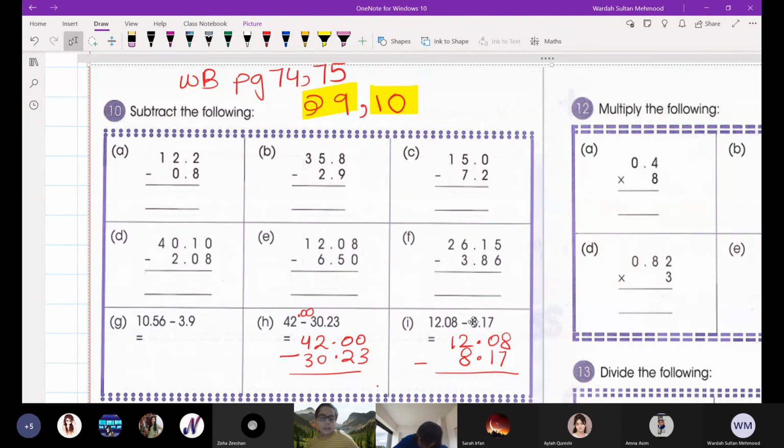Teacher, in part D, question 10, when it comes to 0 minus 0, do we have to borrow or just subtract? We only borrow if the top number is smaller. This one is not smaller, this one is equal. 0 minus 0 is 0. Okay.